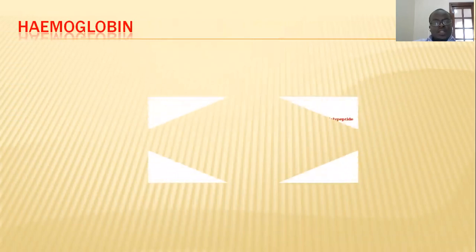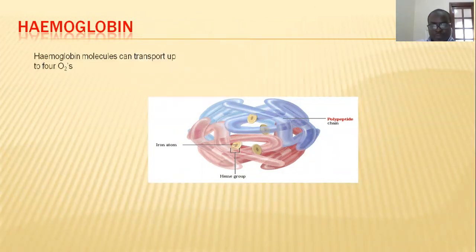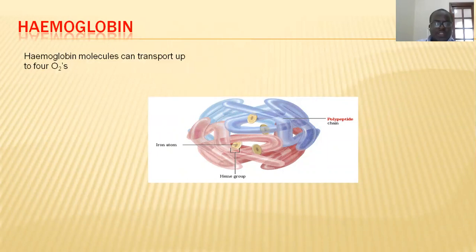So we're still looking at the structure of the hemoglobin. You can see here the polypeptide chains, you have 2 alpha chains and 2 beta chains, and then at the center you have the heme group. And these heme groups are the ones that contain iron, or the iron-containing substance within the hemoglobin.